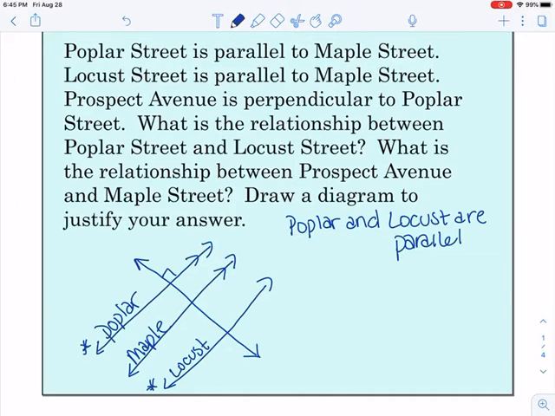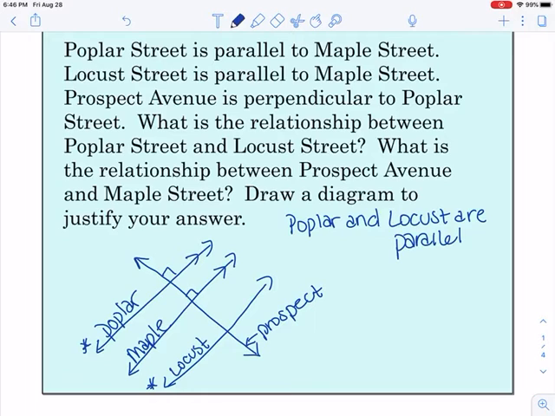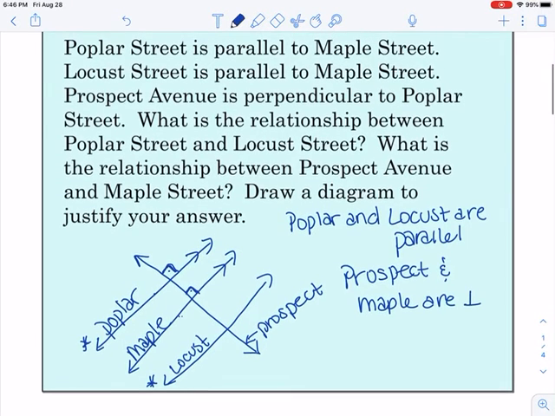And then the second part is what is the relationship between Prospect Avenue and Maple? By the way, this is Prospect right here. Okay, and for that one right here, this is going to be a perpendicular line as well, or a right angle as well. Why? Because if Poplar and Maple are parallel, and this is a 90-degree angle, this is a corresponding angle, and if the two lines are parallel, then the corresponding angles have to be congruent. So that means that Prospect and Maple are perpendicular. Okay. Beautiful picture there. You should frame that.